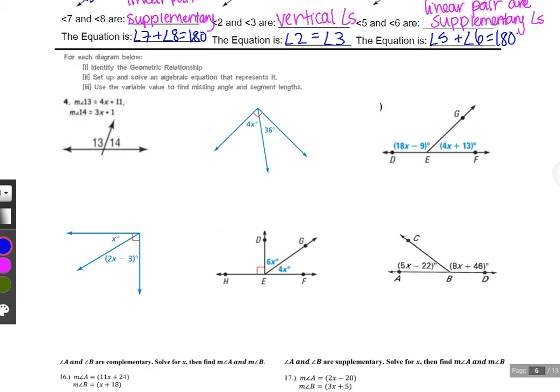Alright, so for the next part, we're identifying a relationship, setting up an equation, solving it, and then using that value to find our missing angles. So take a look at the first one. I am just looking at angle 13 and angle 14. We just talked about this. Two adjacent angles here that are forming a straight line are going to be a linear pair or supplementary. So that will be our relationship name, linear pair, supplementary angles.